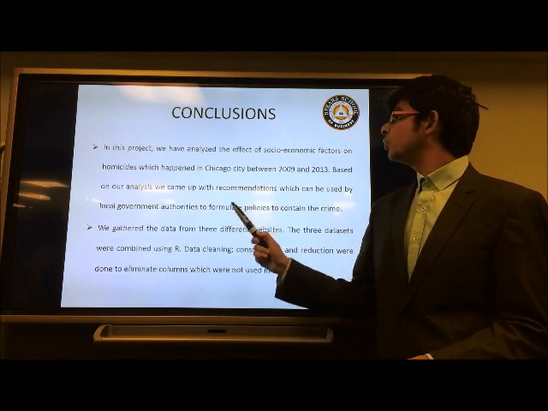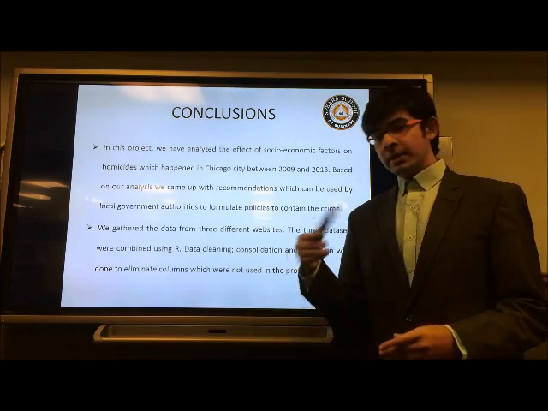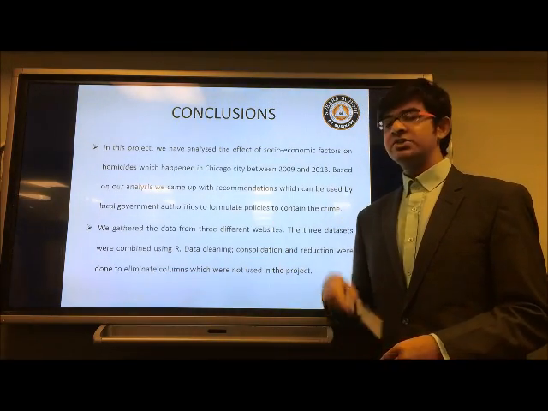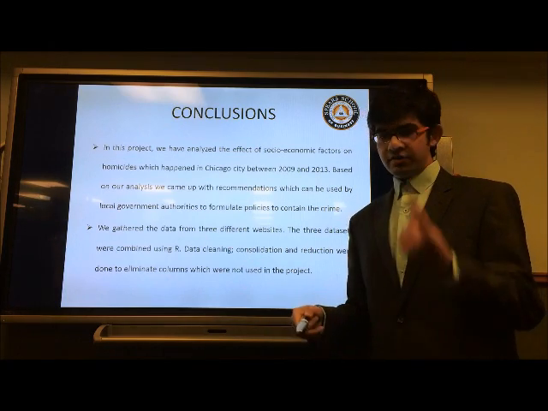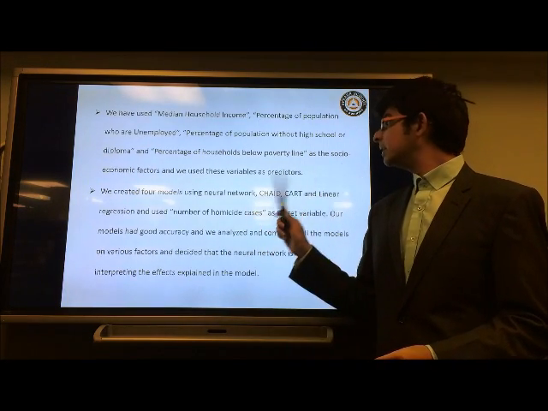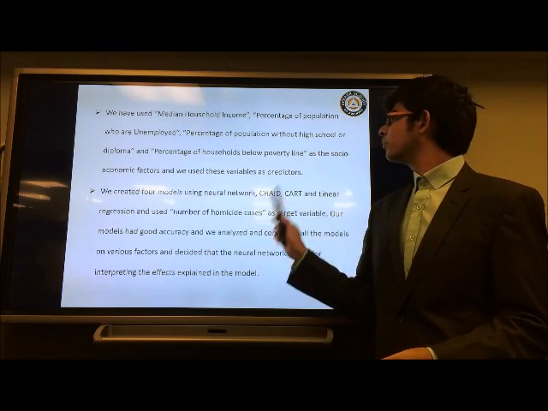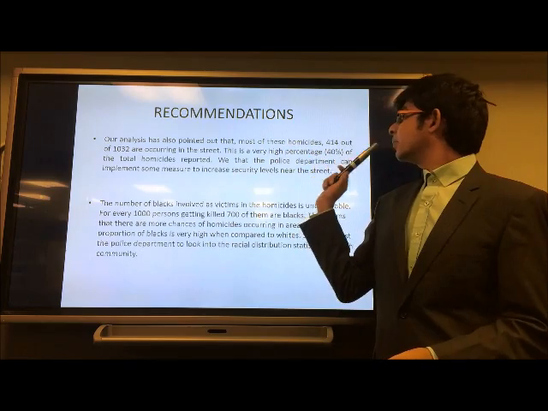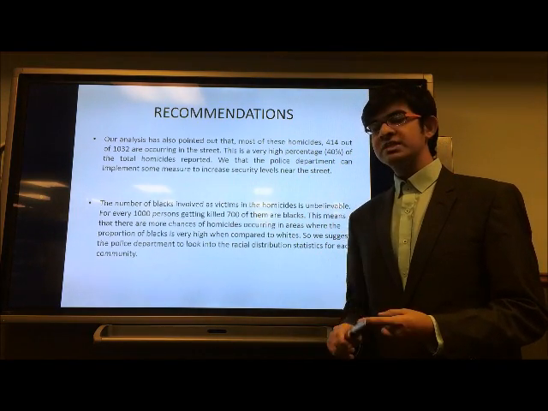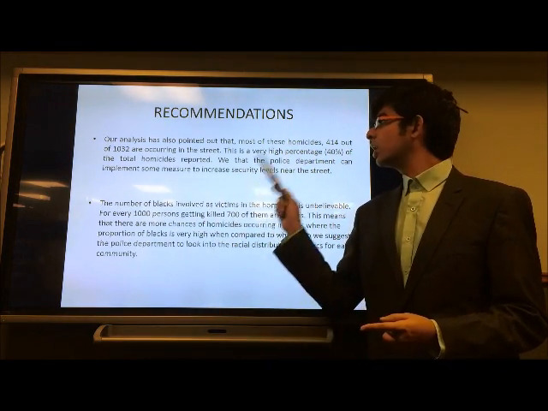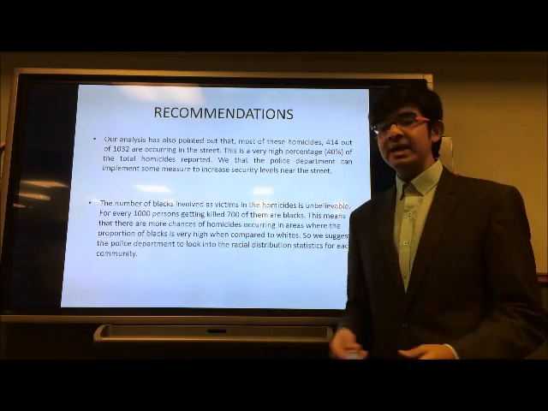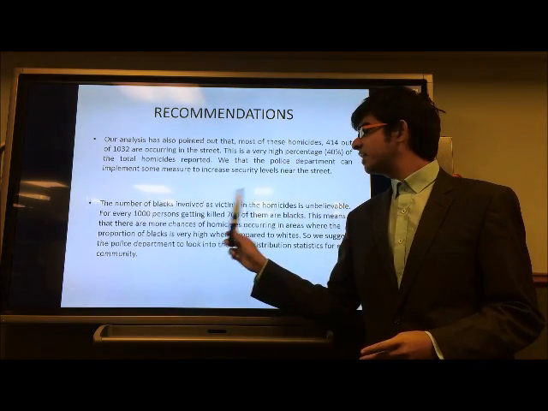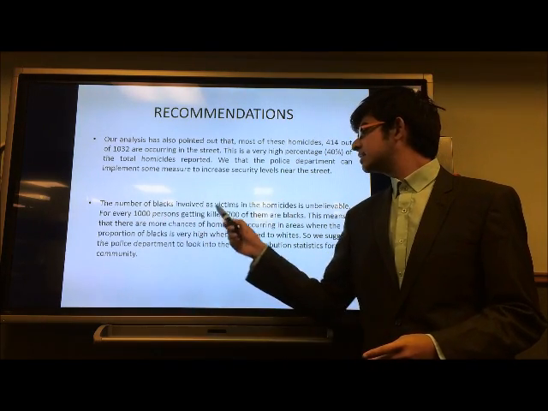Now the conclusions that we drew from our analysis: initially we gathered the homicide data from 2009 to 2013, which led to arrests. We consolidated it in a single data set, and we built the models to predict our output variable. The recommendation that we give from our project is that the number of homicides occurring on the street is very high. So we suggest there should be more surveillance on the street, so that it might lead to fewer homicides. And the race that is getting affected the most in our case is black.